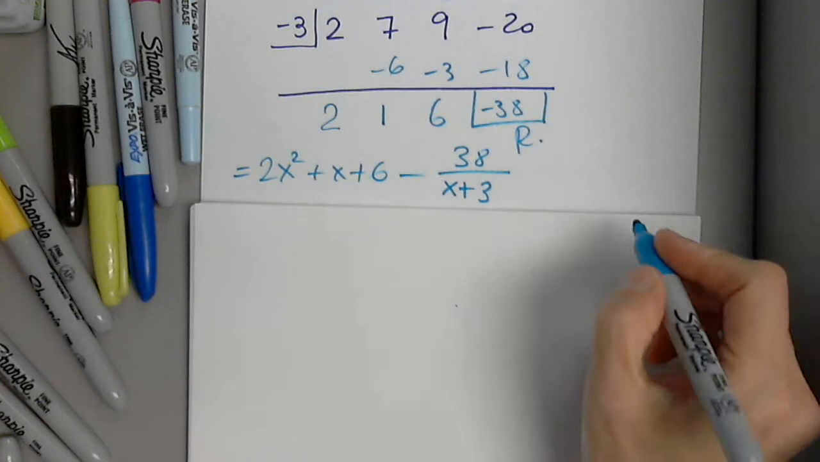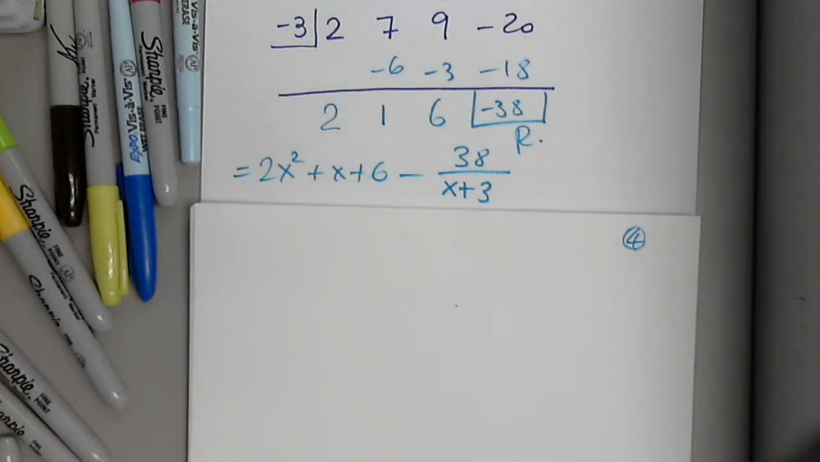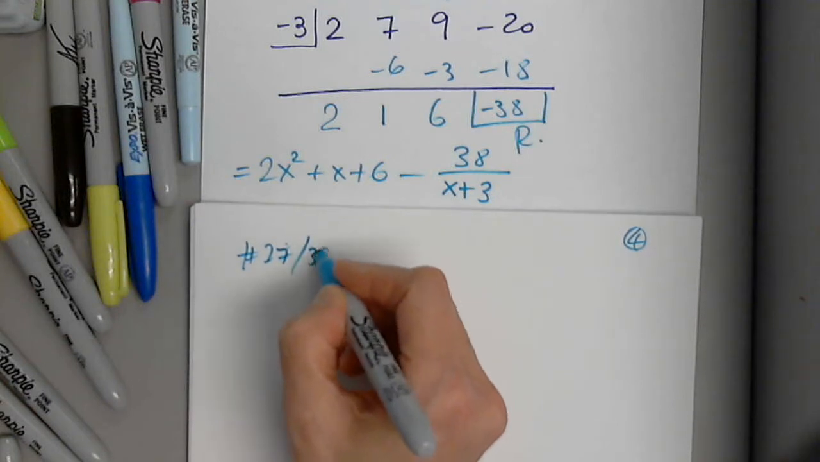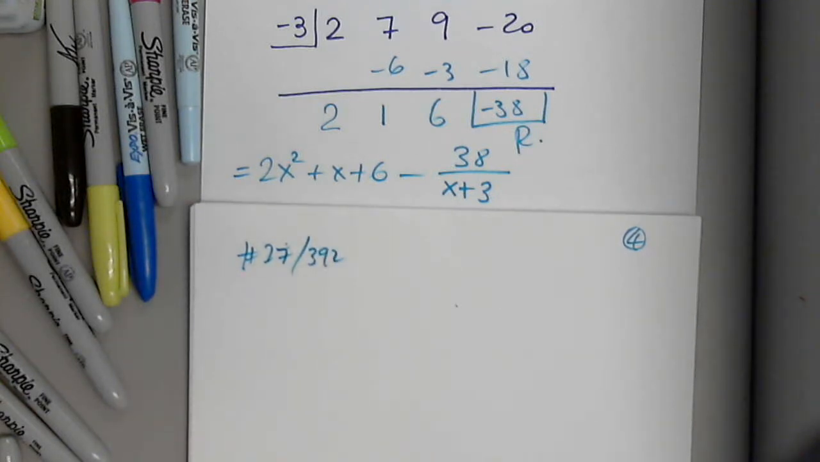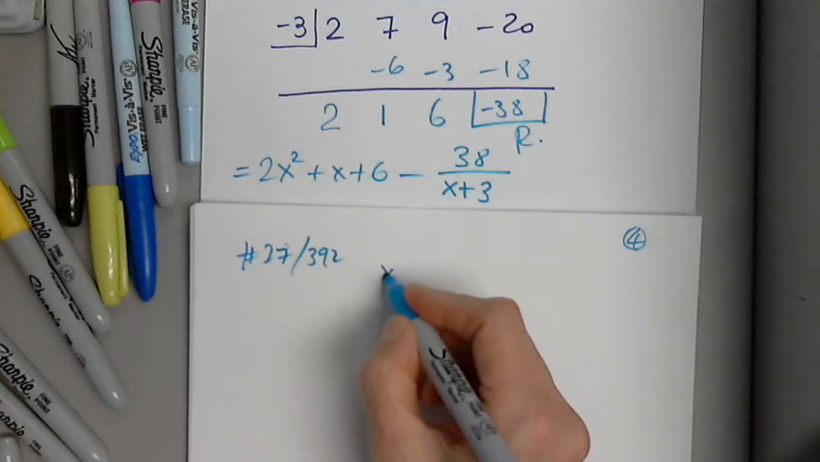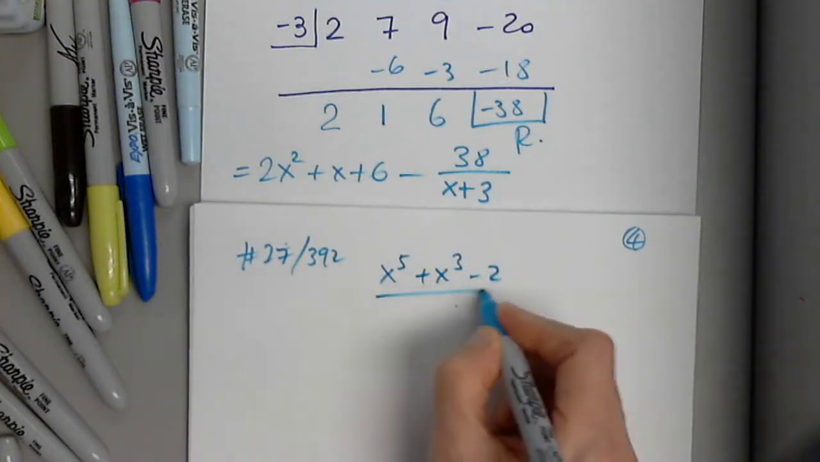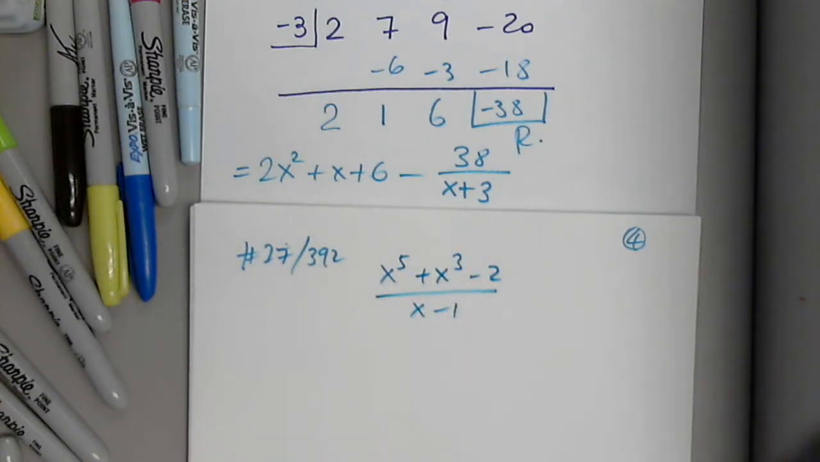Okay, here's another problem. Let's say 27. And you see in the next section we are going to use this. Is this synthetic division or long division? Synthetic. Long division is like the regular numerical division. It just looks different because of x. So we have x to the 5th plus x to the 3rd minus 2 divided by x minus 1.